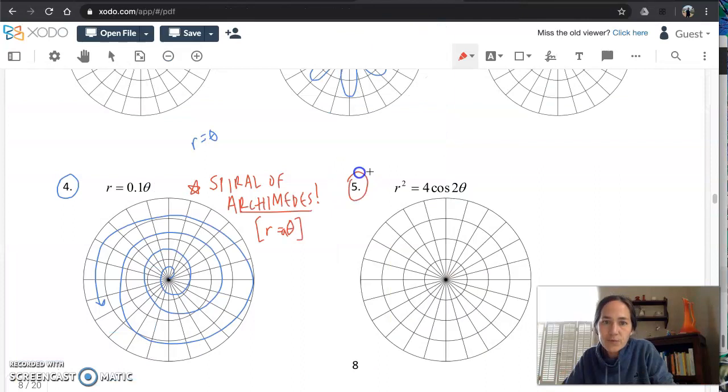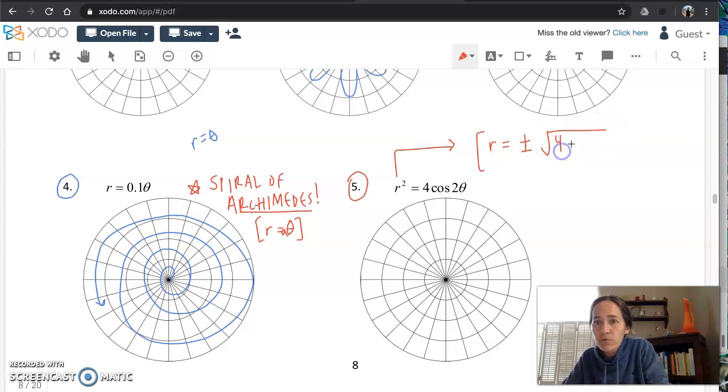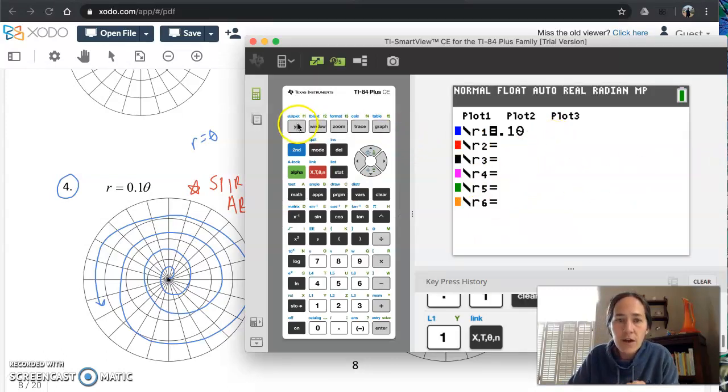Okay, on to the last one of the page. If we're going to graph this using the TI-84, it's got to be in 2 steps. We've got to square root both sides, and we'll use a positive and a negative version of the square root of 4 cosine of 2 theta. I'm going to go straight back to the calculator and see if we can plot that in 2 steps.